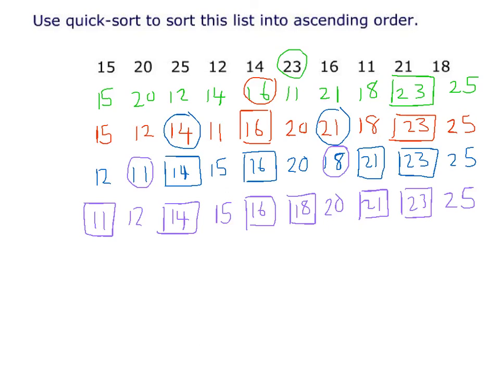As you can see, we've now reached a point where our sublists only contain one item. We still have 4 sublists, but there's only one item, 12, 15, 20, and 25. So we have nothing left to sort, and we can now see that our list is in ascending order.